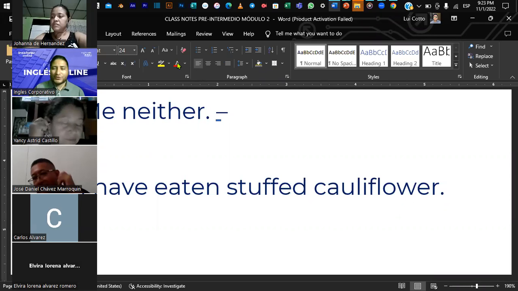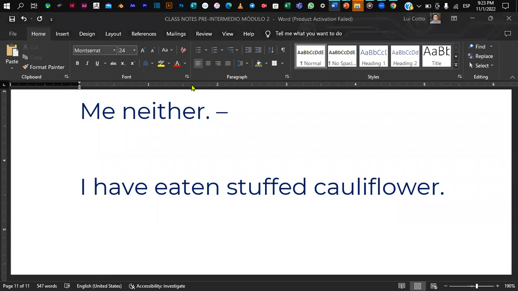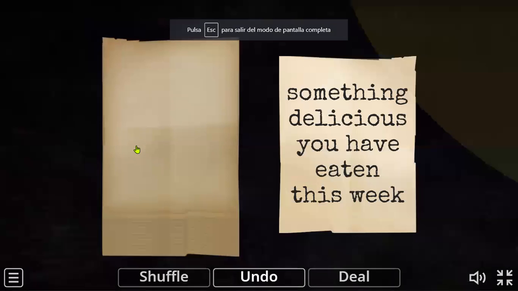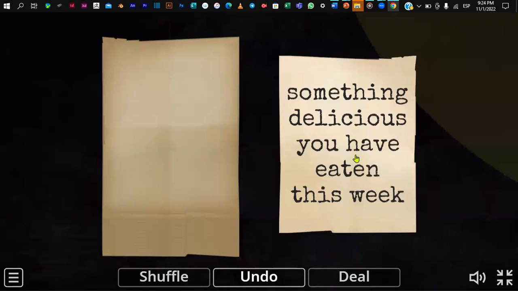And you? Something delicious you have eaten this week. I have eaten the cereal. Okay, that's good. Cereal is good. Elvira says, I have eaten very delicious pitahaya. Okay, but this week, this is different. This is another card. Something delicious you have eaten this week. This week, Monday and Tuesday, because we have two days.